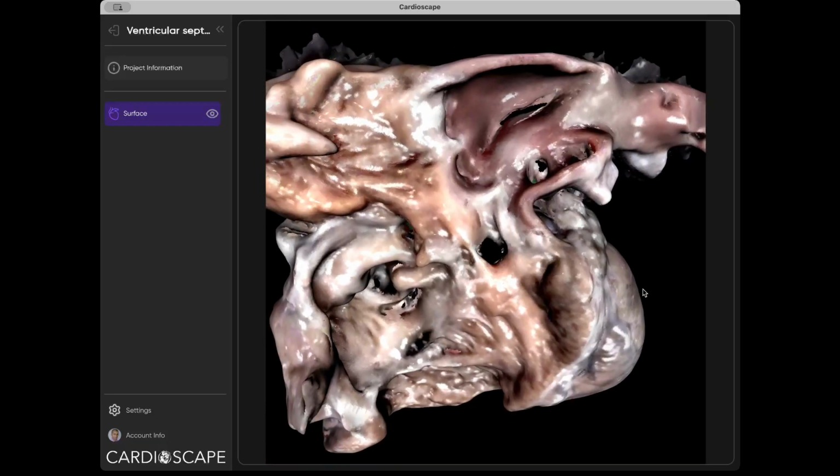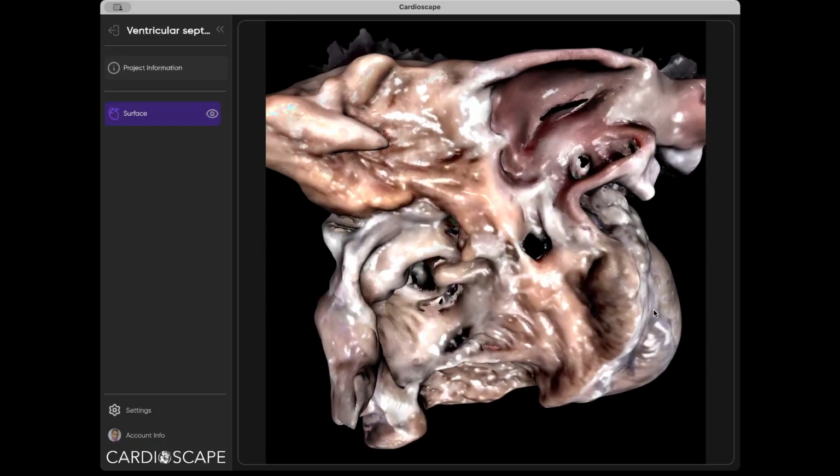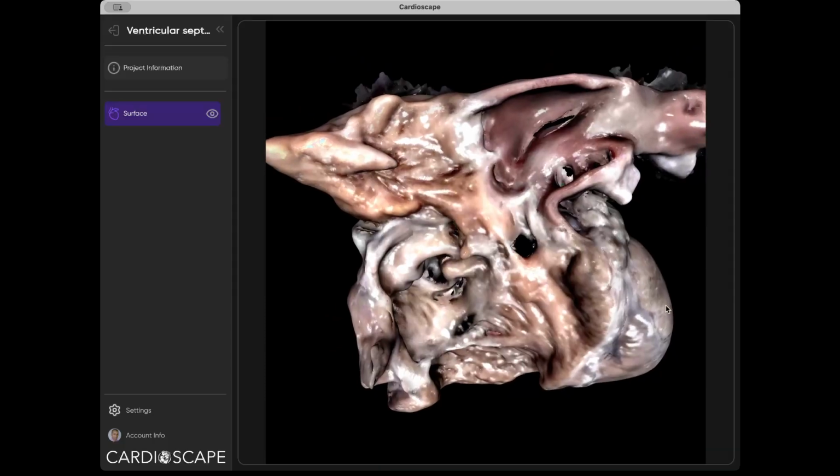So once again, we've got a specimen here with an outlet ventricular septal defect and an interrupted aortic arch.